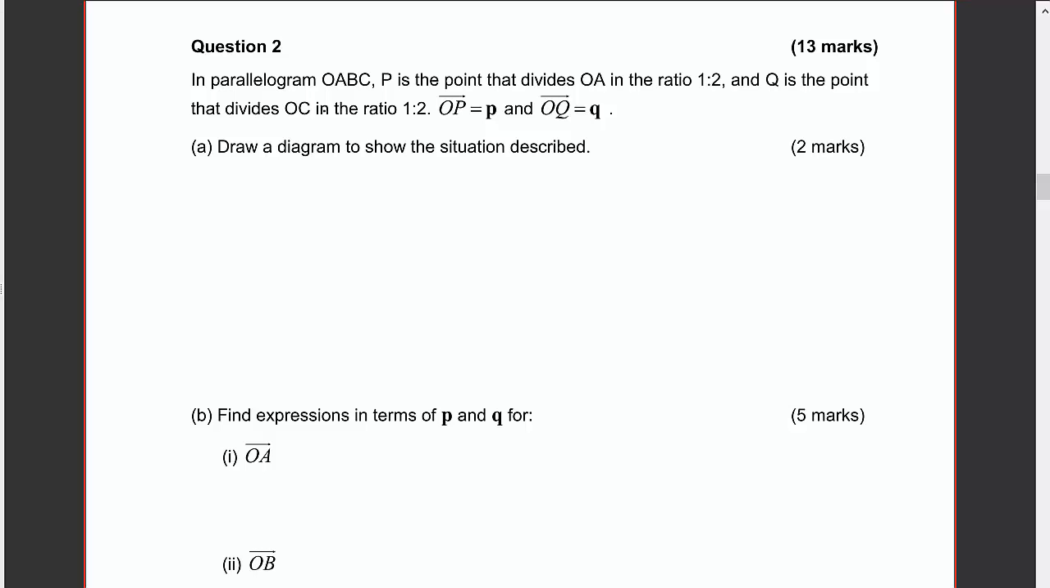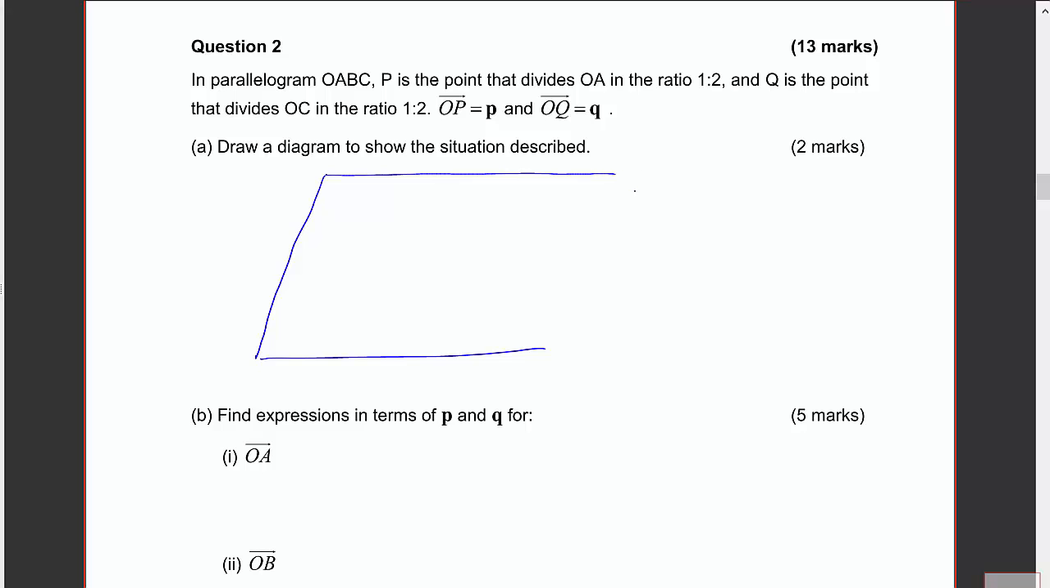In parallelogram OABC, P is the point that divides OA in the ratio 1 to 2, and Q is the point that divides OC in the ratio 1 to 2. OP is p and OQ is q. Draw a diagram to show the situation described.